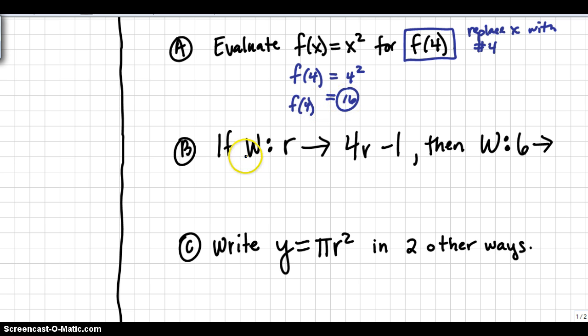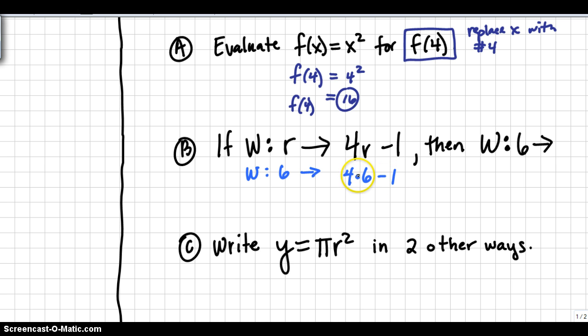The next example uses mapping notation. If W maps R onto 4R minus 1, then W maps 6 onto what? So again, instead of the R, the independent variable, it's been replaced with a 6. So I'm going to do that in the problem. They want us to map 6 into the R location, so I'm going to rewrite the problem with a 6 in place of R.